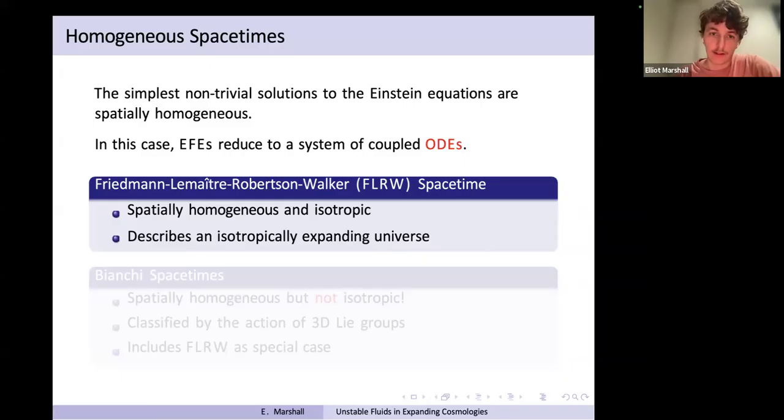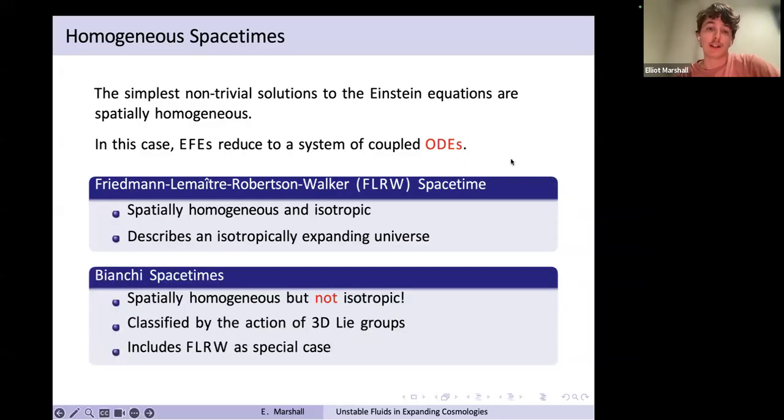But we can also consider a slightly wider class called the Bianchi spacetimes. These are spatially homogeneous, but in general anisotropic. They get their name from the classification of 3D Lie groups, the so-called Bianchi classification. Now, I should mention that, strictly speaking, FLRW can be interpreted as just a special case of these Bianchi spacetimes. But in this talk, I'm going to distinguish between the two. When I say FLRW, I mean homogeneous and isotropic. And when I say Bianchi, I specifically mean anisotropic spacetime, so not the FLRW case.